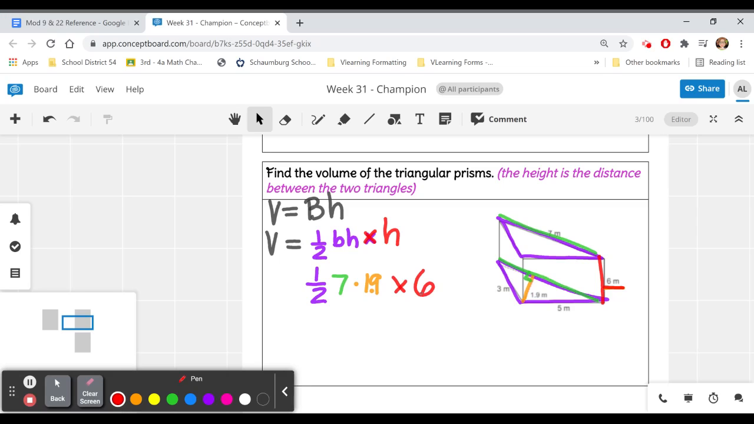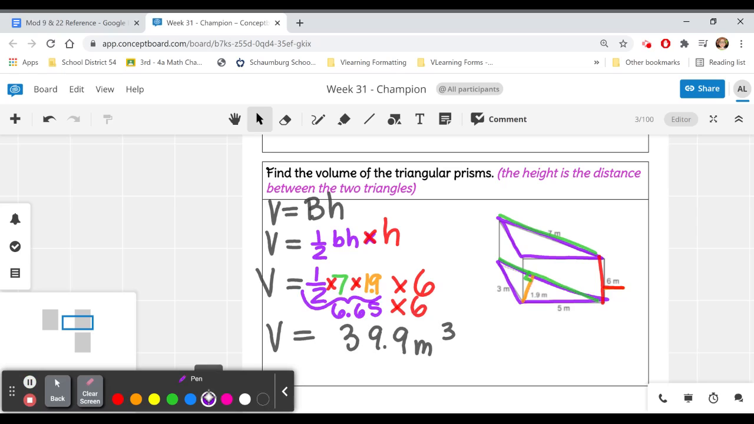So I know I'm going back and forth between the dot and the x, but I want to be consistent. This is all being multiplied together to find the volume. The trickiest part here is making sure you know which part is which. 1/2 times 7 times 1.9 times 6 is going to give you the volume of this triangular prism. Find the area of the base first, which is 6.65, and then multiply it by 6. You'll get a final answer of 39.9 meters cubed, or cubic meters.